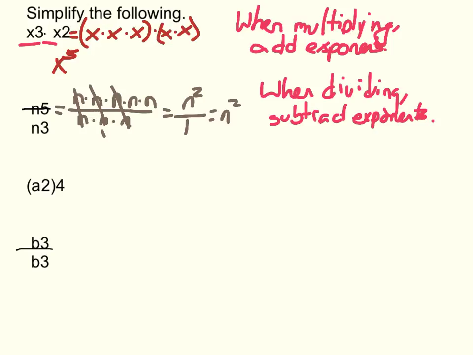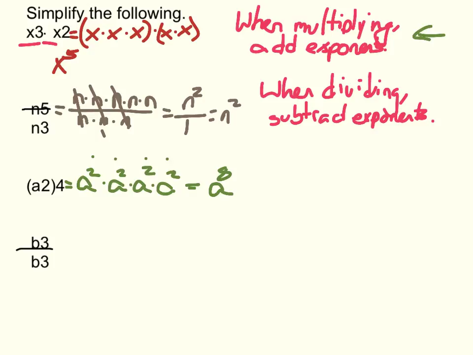I have a squared to the fourth. So that means a squared multiplied by a squared multiplied by a squared multiplied by a squared. So we end up with, well, I have four things multiplying together, and we already learned this. When multiplying, you add your exponents. So 2 plus 2 plus 2 plus 2, that gets me 8. So we come up with a to the 8th.